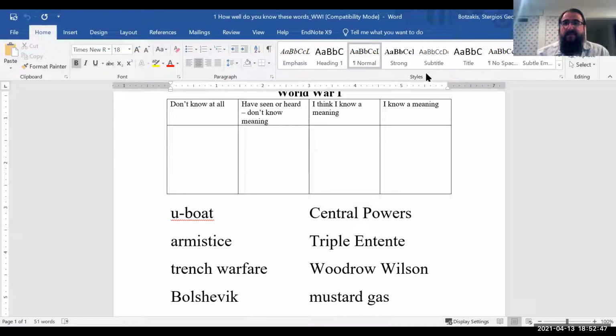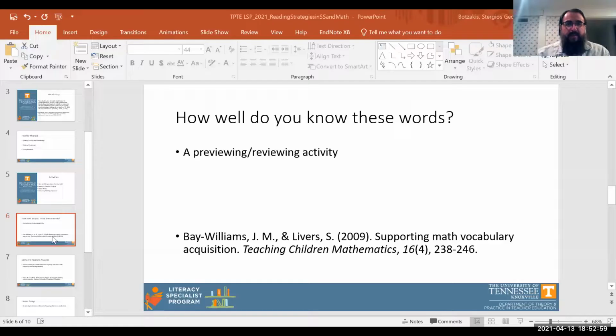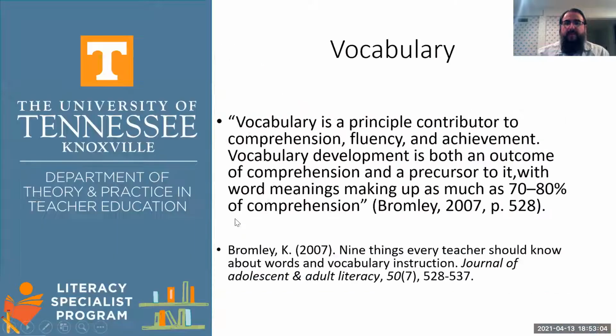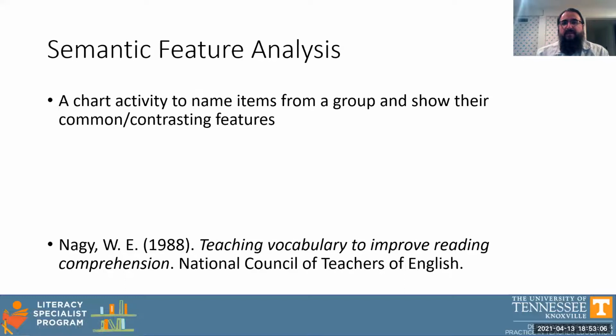And from our first activity, I did a social studies thing. I'm going to go into our second activity, which is actually a semantic feature analysis. And I'm going to do that in terms of a mathematics unit. And this here is a chart activity. It names items from a group, and then it shows their common and contrasting features.